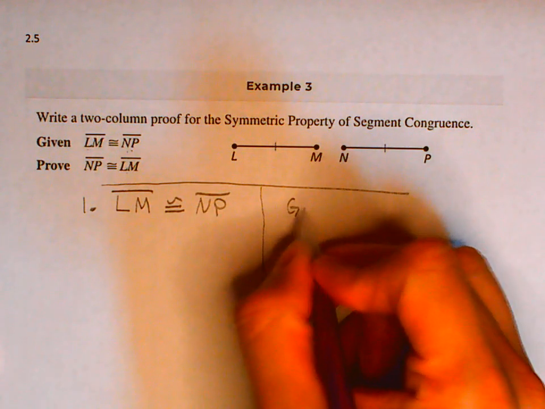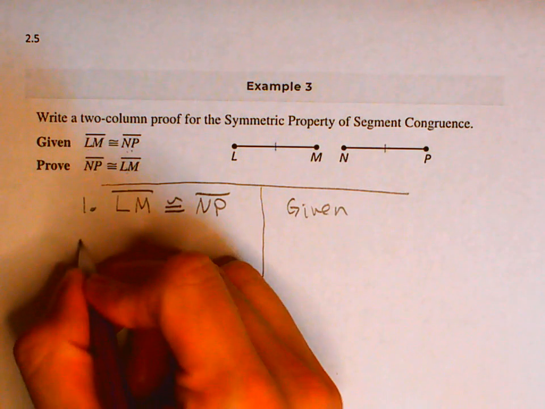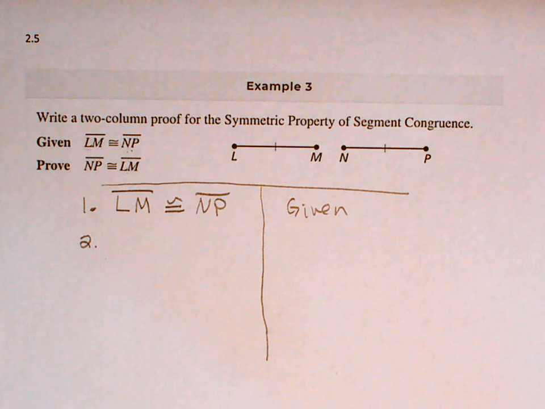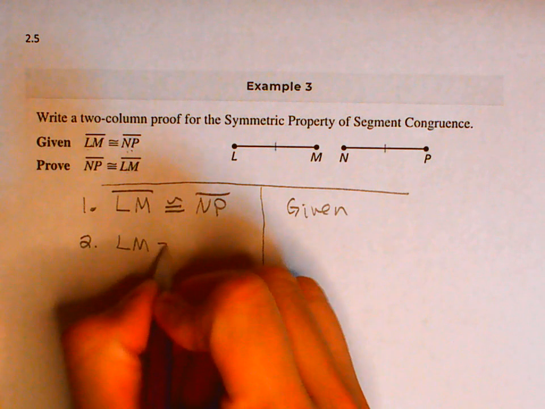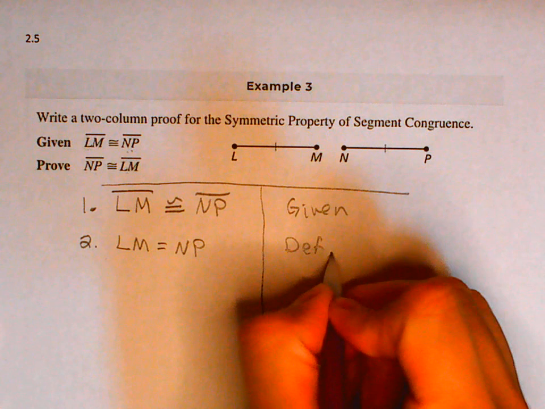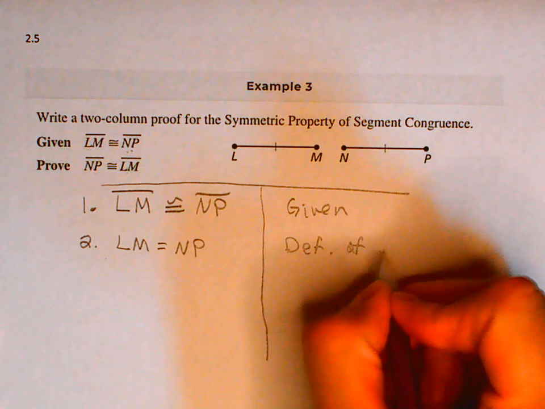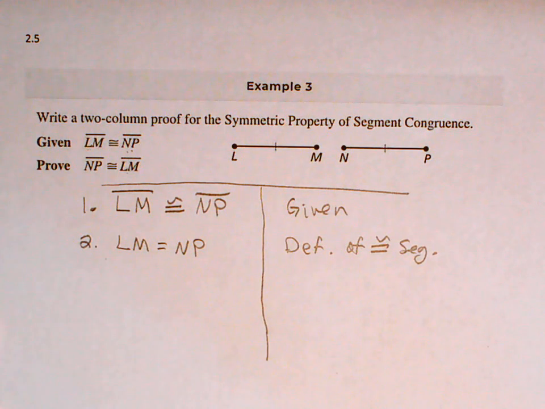Okay, that is given. Now, what do we know about 2 segments that are congruent? If 2 segments are congruent, then their measurements are equal. So that means that LM equals NP. And this is simply the definition of, now I'm abbreviating, congruent segments.